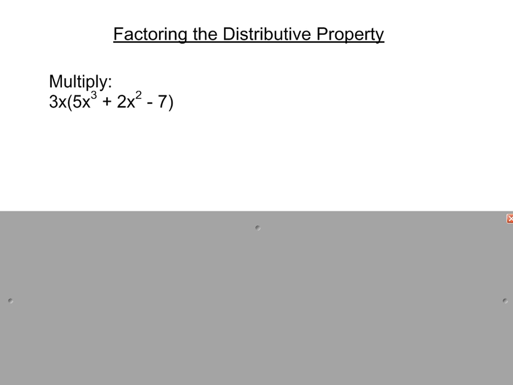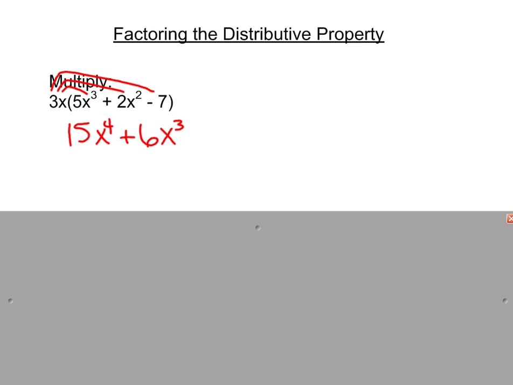And so to begin with, whenever we multiply this, we would distribute by doing 3x times each term, and the coefficients multiply to make 15. And then x times x to the third makes x to the fourth, so we add the exponents. Then going to the second term, we have plus 6, because 3 times 2 is 6. And then x times x squared would give me x to the third. So once again, I'm adding the exponents.